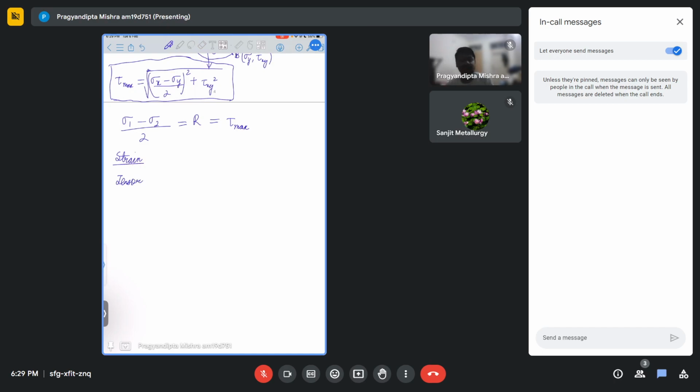So stress, strain, etc. are known as tensors because you need two coordinates to describe stress values, two coordinates to describe strain values, right? While if you look at force, it's a vector, because you need only one coordinate to describe force, just the direction.